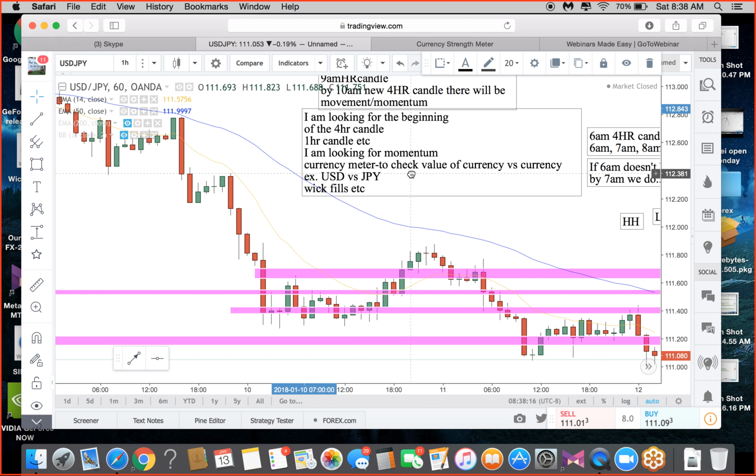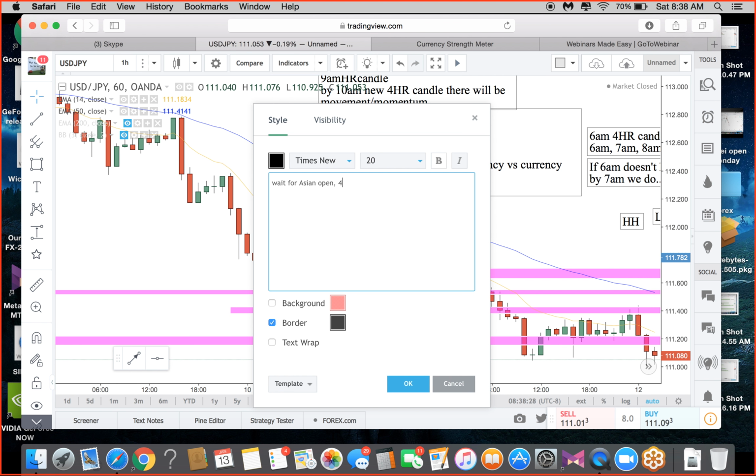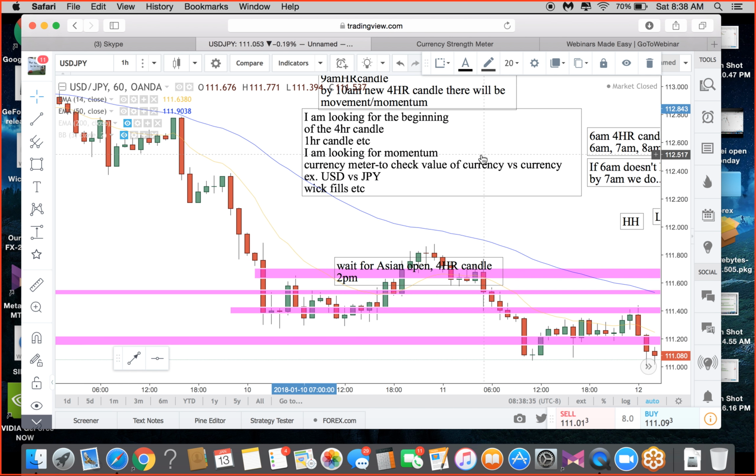Because if you look in the drive, part of my trading plan also is if I don't take any trades in the whole morning, wait for the Asian Open 4-hour candle, which is 2 p.m. my time. So that would be 1400. So by this time, through Nikkei Open, we have clear momentum.